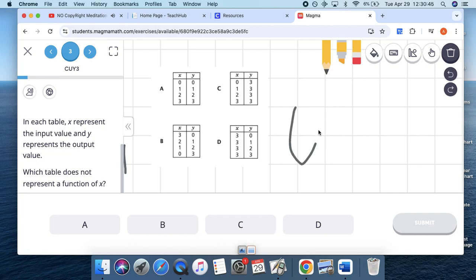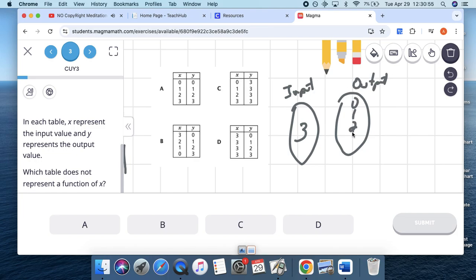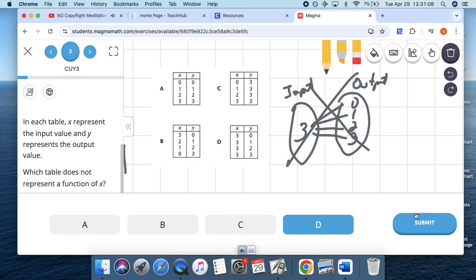And then I'm going to draw this because sometimes it helps. So D, we have an input of 3, right? And the output is 0, 1, 2, and 3. So notice that the x value 3 has 4 different outputs, and that's not allowed, which makes D our table that is not a function.